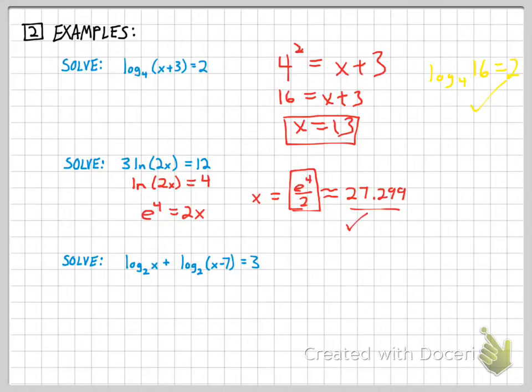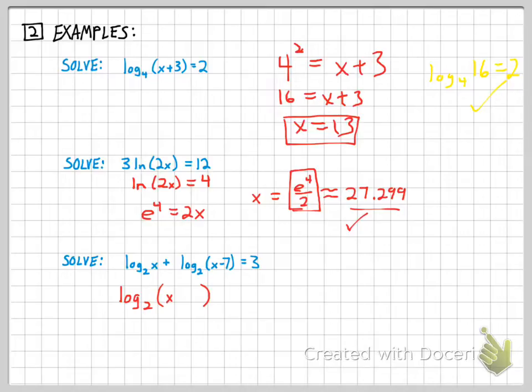All right, the third example is a little tougher because I have more than one logarithm, and I can't use my conversion to exponential form right away. I actually have to work with this a little bit. So here's where all the properties we've studied come into play. Remember that if you have two logarithms that are being added, I can take advantage of my product rule.